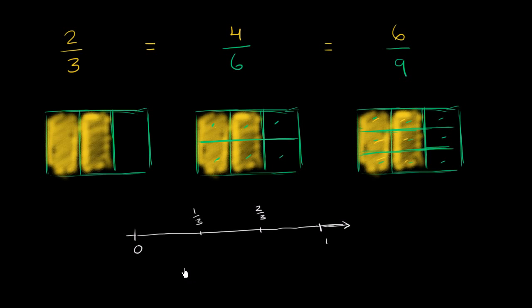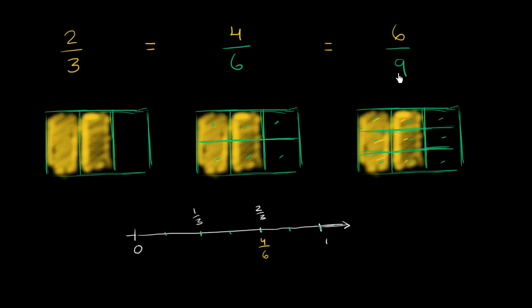Now what would 4/6 be? Well, now we would just have to divide this into 6 equal spaces. So 1, 2, 3, 4, 5, 6, and 4/6, that would be 4 out of the 6 spaces on the way to 1. So 1, 2, 3, 4. So this number is also equal to 4/6.